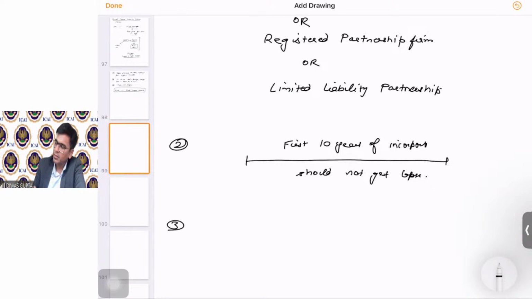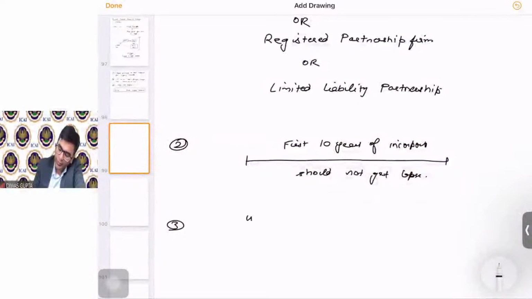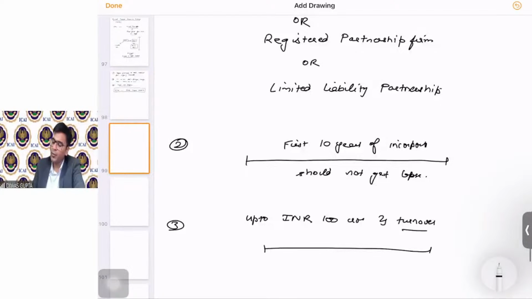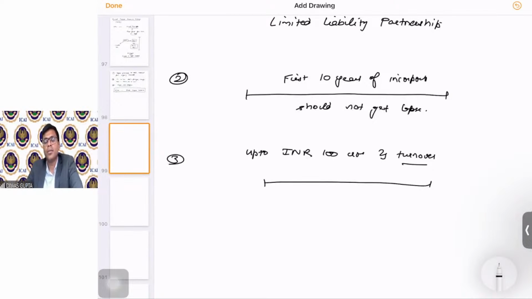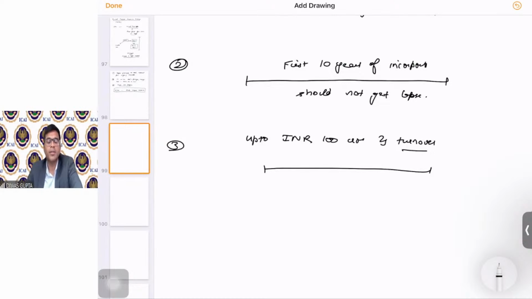Third condition, in the first 10 years of operation, the revenue, let's say turnover, should be up to INR 100 crores. If a company started and in the first year of operation itself achieved 200 crore of revenue, it will not be a startup. Till the ninth year, if the company has 50 crore annual turnover, it can qualify as a startup. Now if suddenly in the 10th year the turnover increases from 50 crore to 150 crore, then in the 10th year it will not remain a startup.